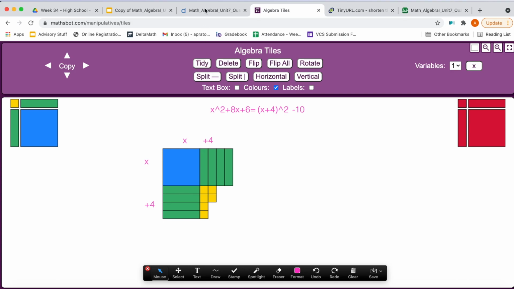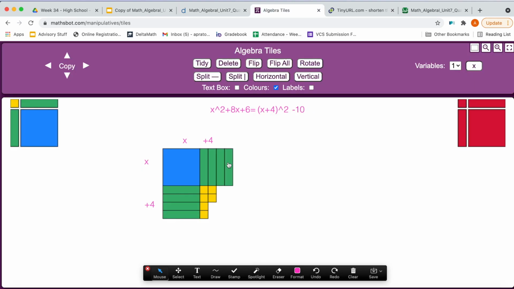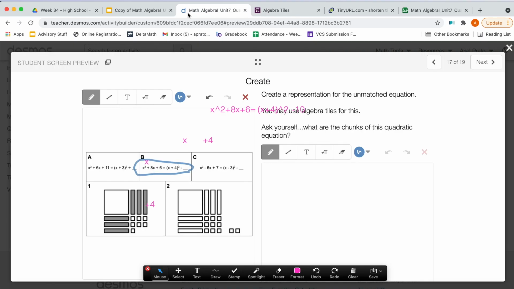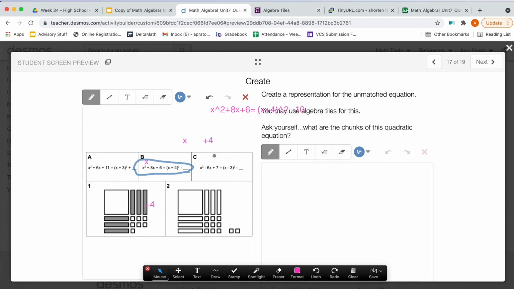So if you're going to have them either draw out what they made here in this space, or go ahead and screenshot it. And the nice thing though about having them draw it out is then they can actually show the connections using annotations. Where did they see the x plus 4? Where do they see the x squared, the 8x, and then where is that minus 10 happening?